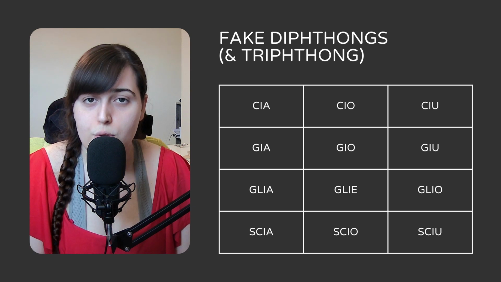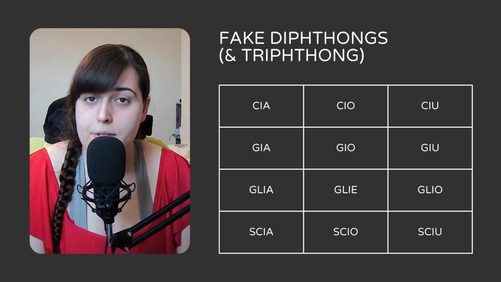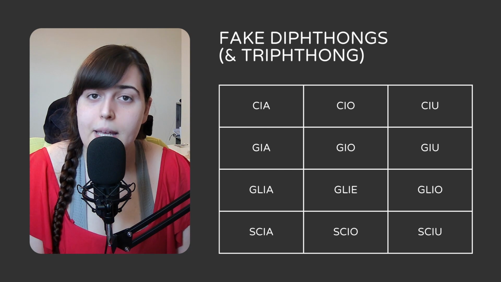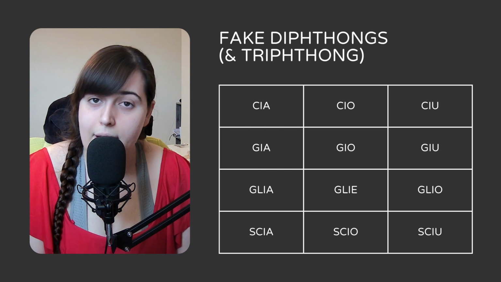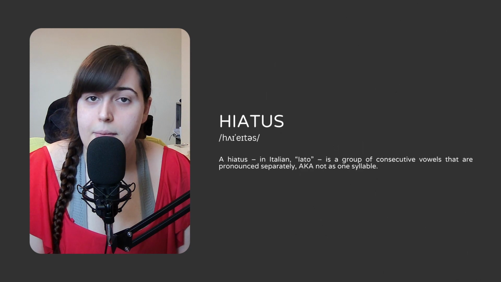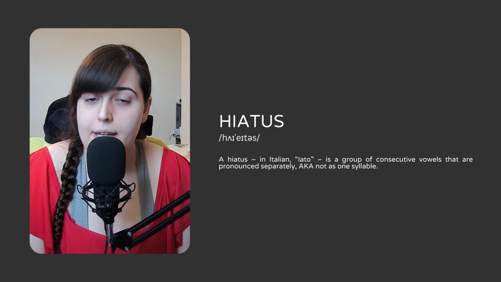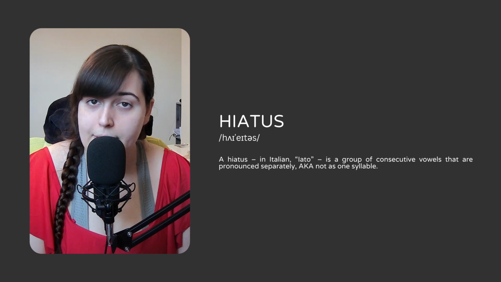cia, cio, ciu, gia, gio, giu, glia, glie, glio, scia, scio, sciu. In fact, in all these cases, the only purpose of the I is to make the sound soft. Nevertheless, just like diphthongs and triphthongs, they make a syllable and cannot be divided. Now, last but not least, the hiatus. A hiatus, in Italian hiato, is a group of consecutive vowels that are pronounced separately, aka not as one syllable.